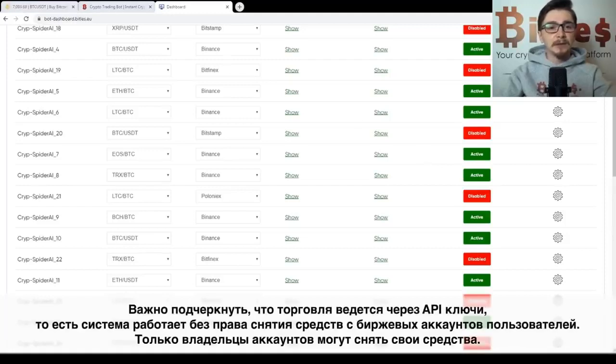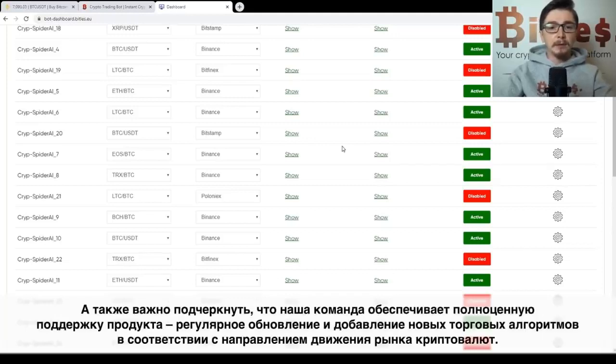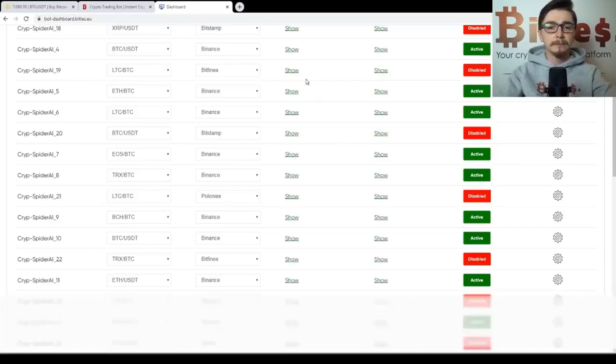So, it's important to emphasize that trading is conducted through API keys, and that means that the system works with no right to withdraw funds from users' exchange accounts. Only the account owners can withdraw their funds. And also it's important to emphasize that our team provides full-scale support of the product, regular updating and adding new trading algorithms according to the cryptocurrency market movement direction.